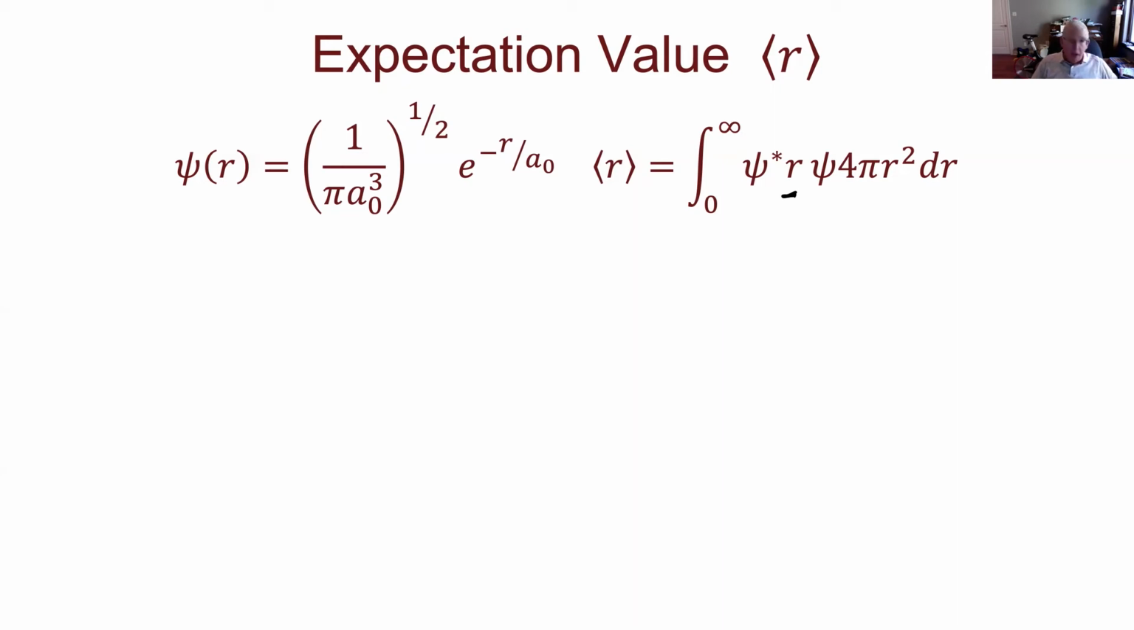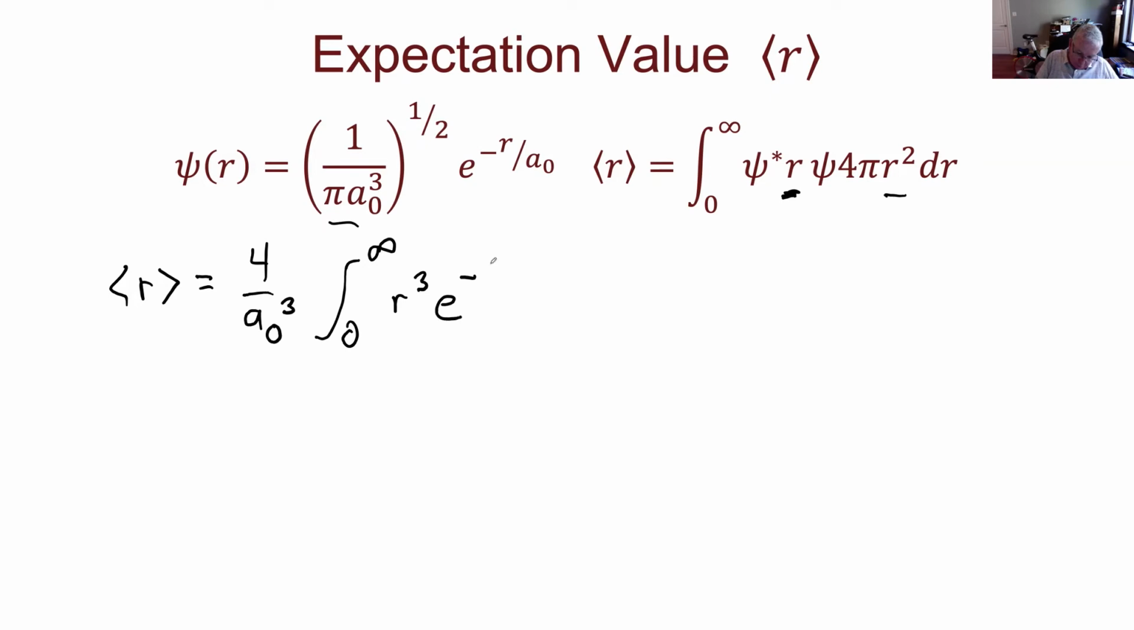Okay. So if I put things in there, I'm going to get that my expectation value for r should be equal to, let's see, I'm going to take the 4 pi out, and I'm going to have this piece squared again. So I'm going to end up with 4 over a0 cubed as the constant piece, and I'm going to take that outside of the integral, right? Then I've got an integral from 0 to infinity of what will be, I've got r in here, and I've got r squared, so I get r cubed. And then I've got the exponential piece, which is twice, so I get e to the minus 2r over a0, and then I have a dr, right?